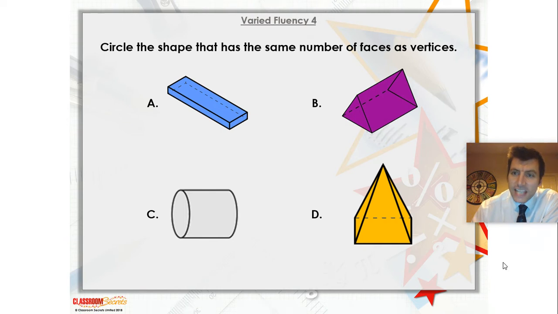One of these shapes has the same number of faces as it does vertices. So is it that cuboid? Is it that triangular prism? Is it that cylinder? Or is it that square-based pyramid? Which of these shapes has the same number of faces as vertices?